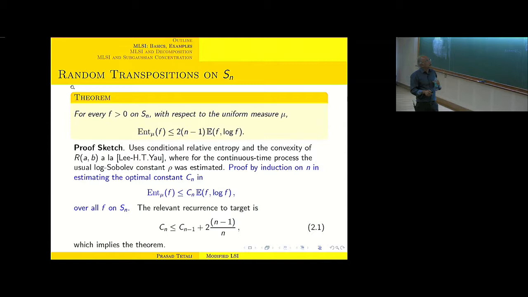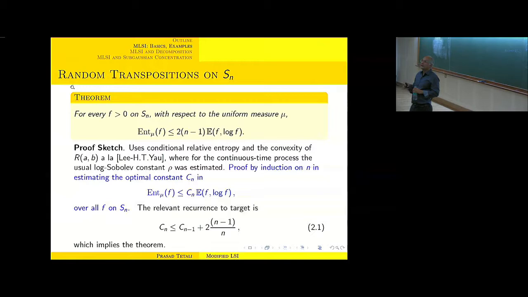So the point is that the entropy constant, or modified log Sobolev constant, is order, if I were to put alpha here, order 1 over n. 1 over 2 times (n minus 1) is what I'm saying. That gives us immediately an upper bound on mixing time. So what would this imply in terms of mixing time? Forgot to warn you, there'll be quizzes along the way here.